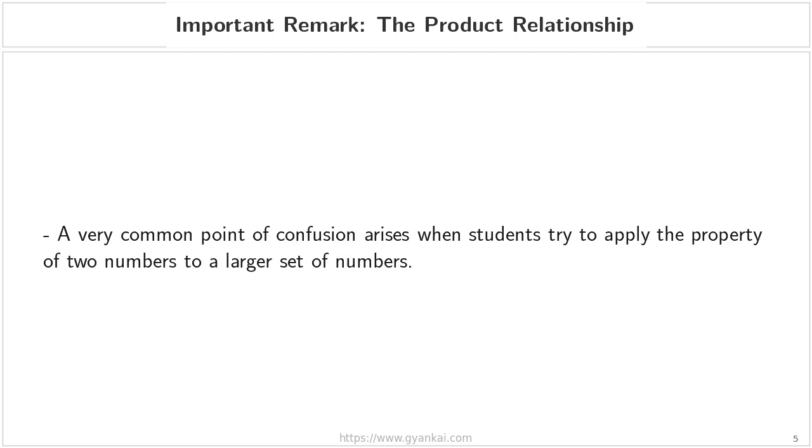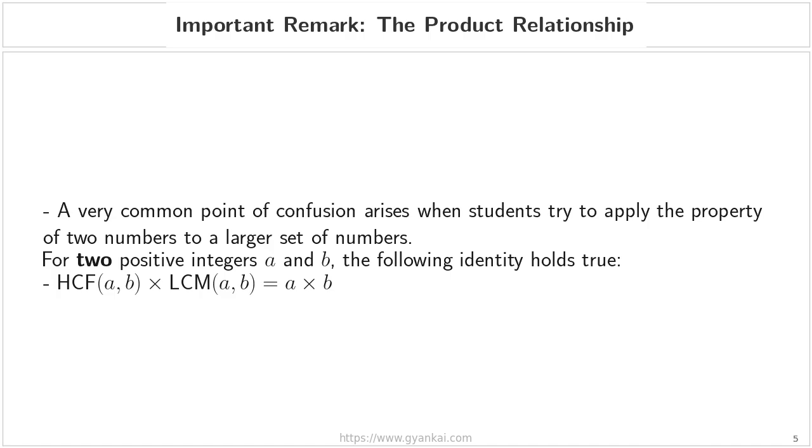Important remark: the product relationship. Now, before we wrap up, I want to address a very common point of confusion. Many students, when moving from working with 2 numbers to working with larger sets, try to apply a property they learned previously. As you might remember from our earlier lessons, when we are dealing with just 2 positive integers, let's call them a and b, there is a special identity that always holds true. The highest common factor of a and b, multiplied by the least common multiple of a and b, is exactly equal to the product of a and b.